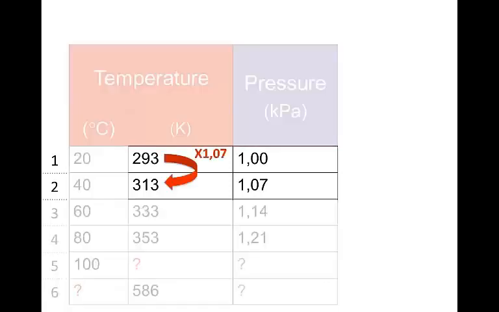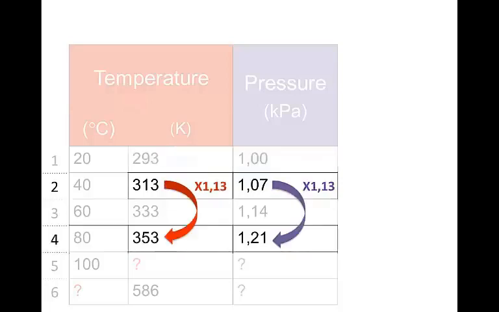So let's compare the temperature and the pressure for lines 1 and 2. We've increased the temperature 1,07 times. 293 times 1,07 equals 313. As a result, the pressure has also increased by that same factor. Obviously, 1 times 1,07 equals 1,07.